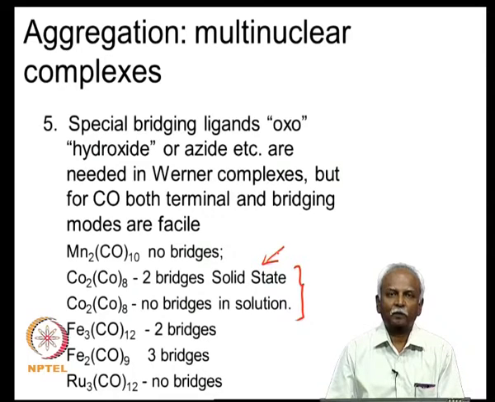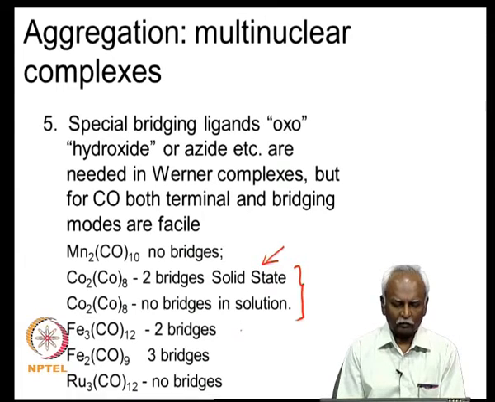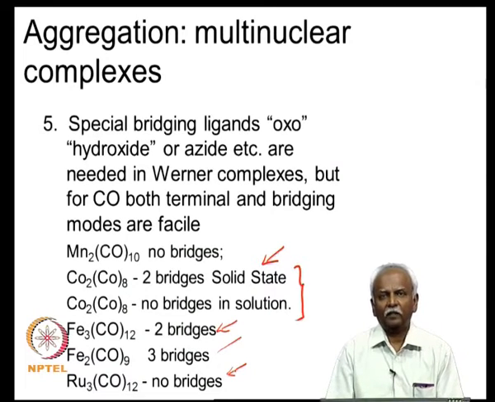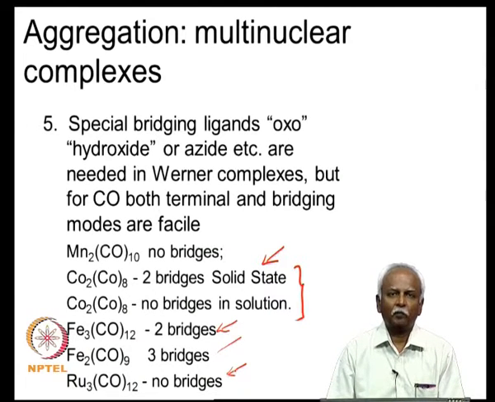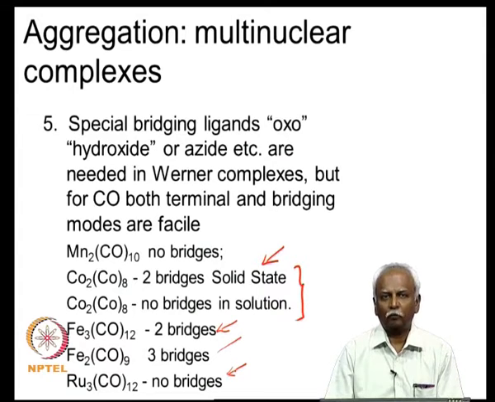Both of the systems appear to be equally facile. And again, we have already encountered this, the fact that you can have iron tetracarbonyl, which has got two bridges, and ruthenium tricarbonyl, which has got no bridges. So, the fact that you can form bridging carbon monoxide complexes and complexes where there are no bridges appears to indicate that there is a very small energy difference between the two states, between the bridge state and the non-bridge state.